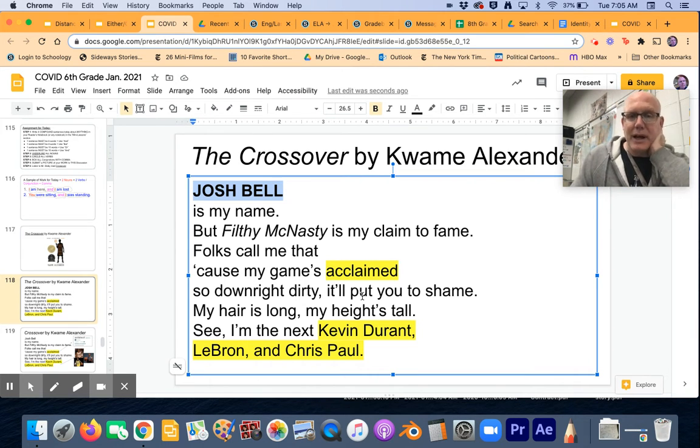So downright dirty, it'll put you to shame. My hair is long, my height's tall. See, I'm the next Kevin Durant, LeBron, and Chris Paul. Now, here's where it gets interesting, because if you know basketball, you know these names. If you don't watch basketball or the NBA, then you don't know this reference. So part of your job as a reader is to decide what you're going to go look into. Let me give an example.